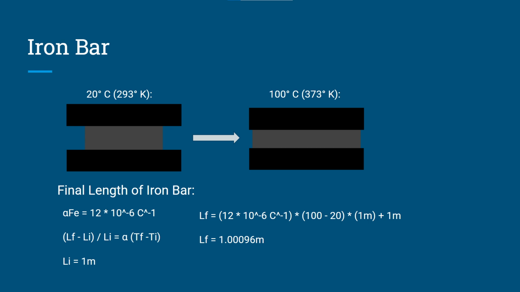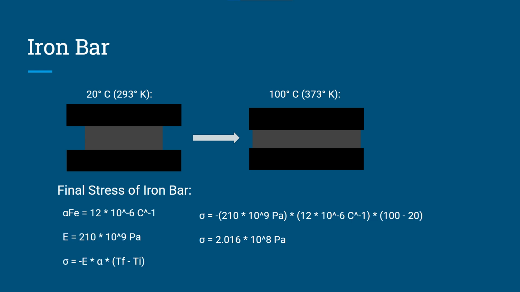How we found this was by subtracting the initial temperature from the final temperature, multiplying it with alpha and the initial length, and then adding the initial length to get the final length, which came out to 1.00096 meters.